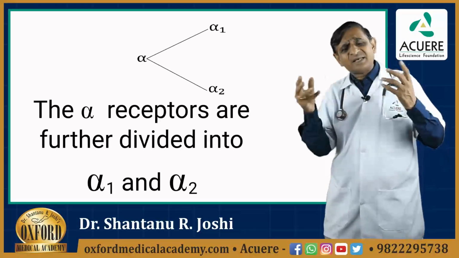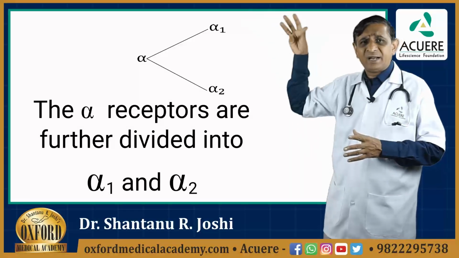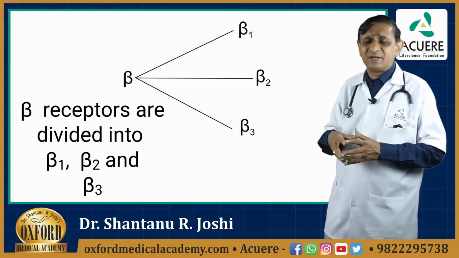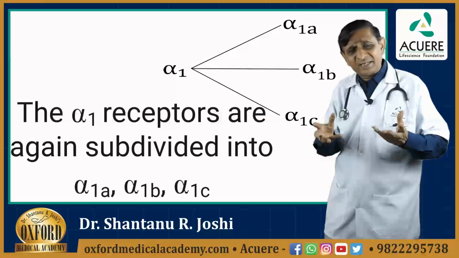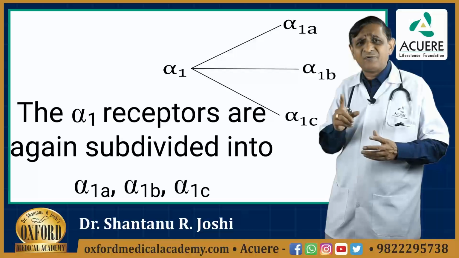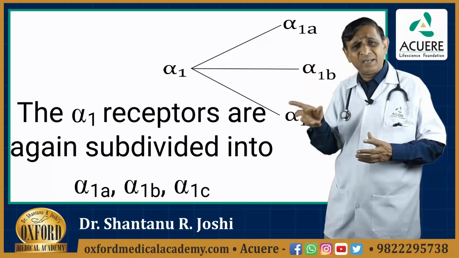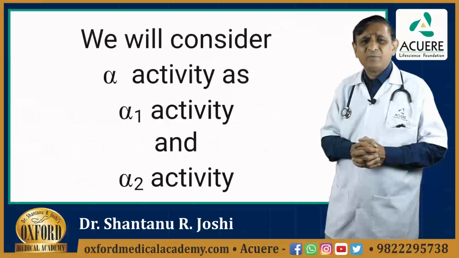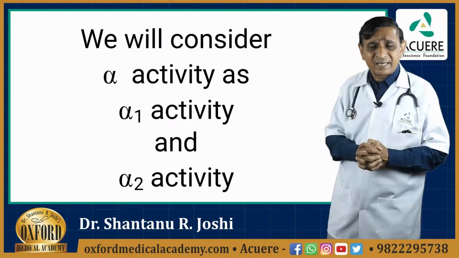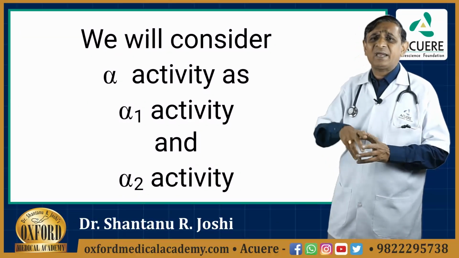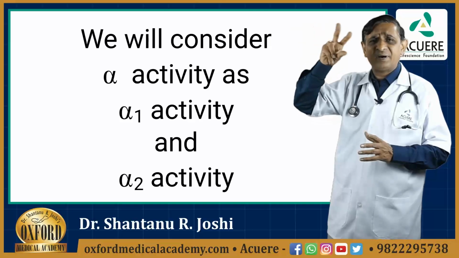The alpha receptors are further divided into alpha 1 and alpha 2. Beta receptors are divided into beta 1, beta 2 and beta 3. Alpha 1 receptor is again subdivided into alpha 1a, alpha 1b, alpha 1c, like that. But we would not like to go into detail of that. For simplicity, we will consider alpha activity as alpha 1 activity and alpha 2 activity.